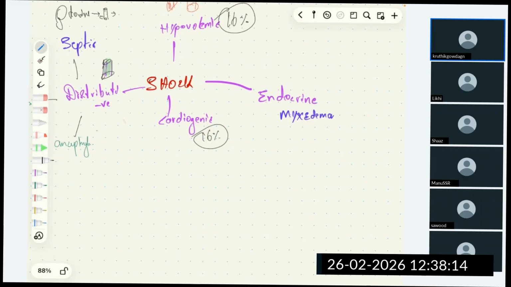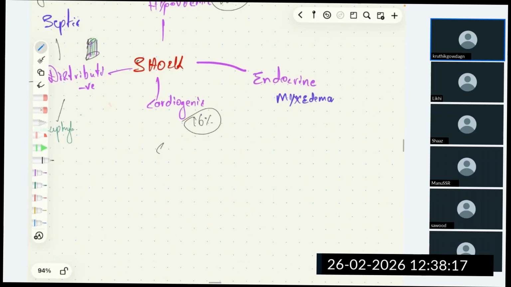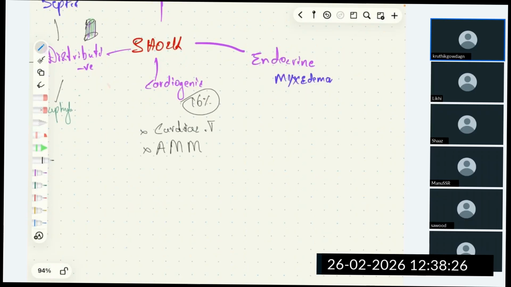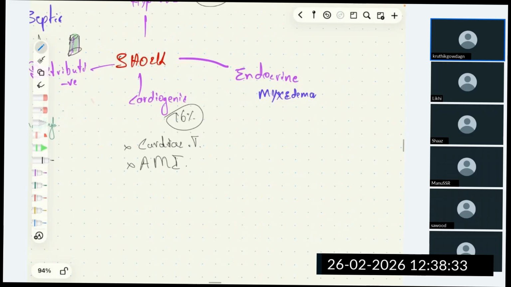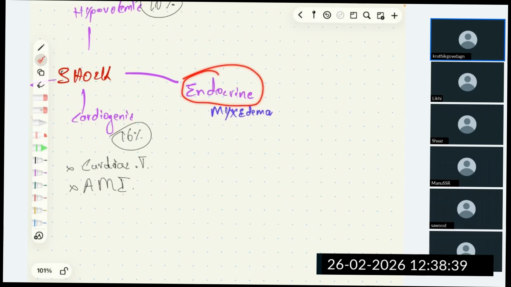It doesn't reach the cell. If there's cardiac tamponade, if there is acute massive myocardial infarction, and other causes, it will lead on to impaired myocardial function and reduced cardiac output, leading on to shock. And at last, we have the rare cause, that is endocrine. We see in myxedema, that is hypothyroidism, is associated with shock.